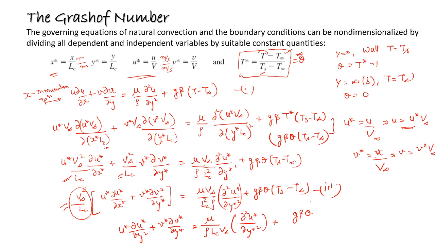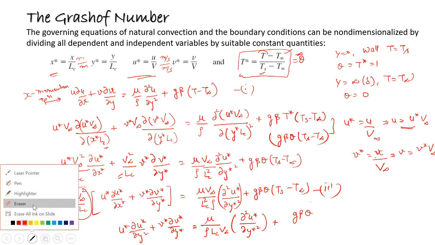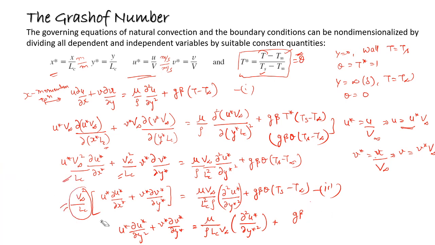I will put it outside this because we have some other number. We can generate some other number also. So g beta Ts minus T infinity times characteristic length upon V infinity square, and in bracket theta. Right? So you can see, if this is equation number three, then again it almost resembles equation number 1 and 2. This is nothing different. So this number in bracket is known as Archimedes number.